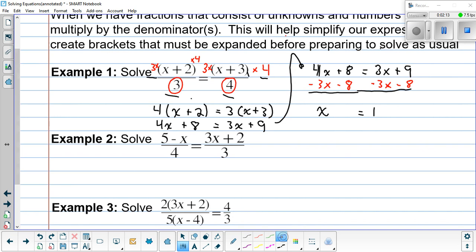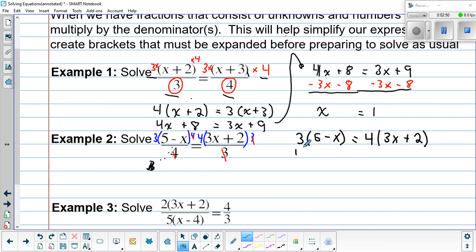Next one. So here, same thing. I'm going to times by 3 over here, and I'm going to times by 4 over here. Okay? And that also means I have a 4 on this one and a 3 on this one, but these ones are going to cancel out. Right? So over here, I'm left with 3, or actually, I'll write it over here on the right: 3 bracket 5 minus x equals 4 times 3x plus 2.